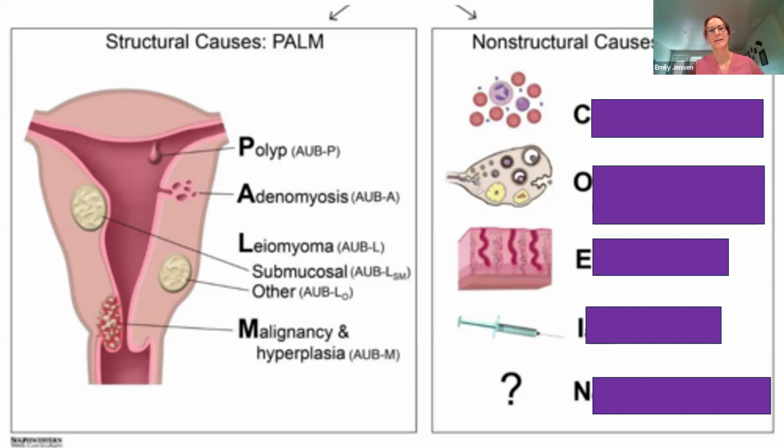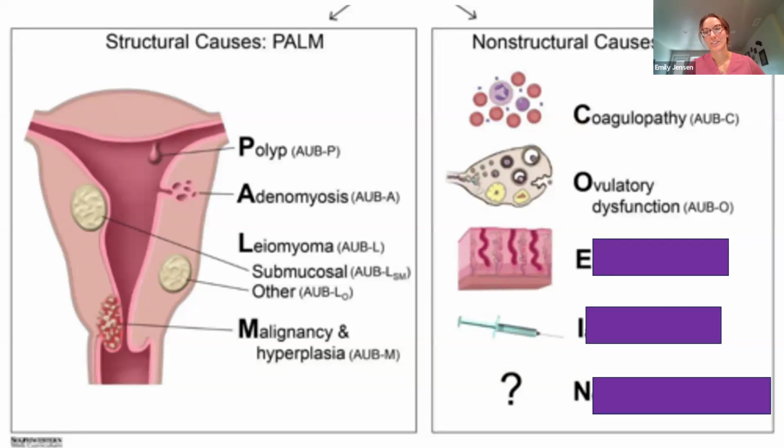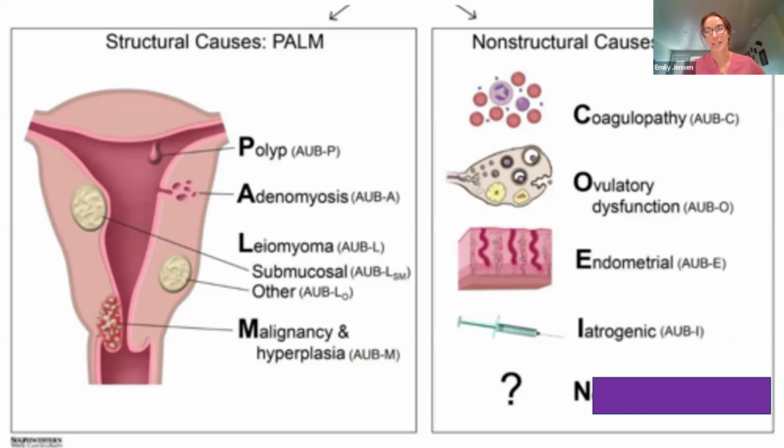I don't go into this as much because imaging will usually help point you to this etiology. And we're going to talk about workups for this abnormal uterine bleeding as well. And then we come to our non-structural causes. So COEIN, if you remember that, there's a little picture that helps you: coagulopathy, then ovulatory dysfunction, E for endometrial, I for iatrogenic, and N for not yet classified.